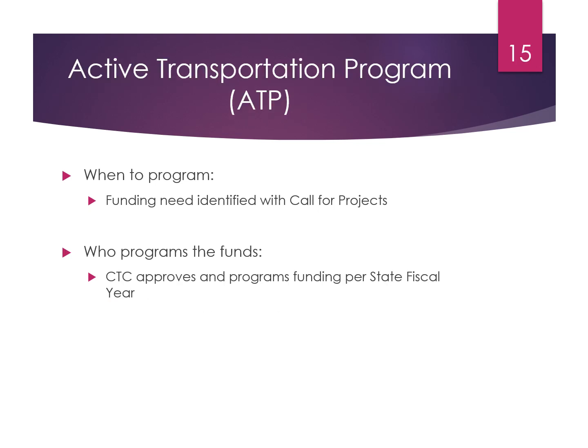Let's now look at Active Transportation Program, or ATP. The funding need is identified when there is a call for projects. The CTC will approve and program the funding per the state fiscal year. Please note that ATP Cycle 7 call for projects is anticipated to be announced in late March 2024.